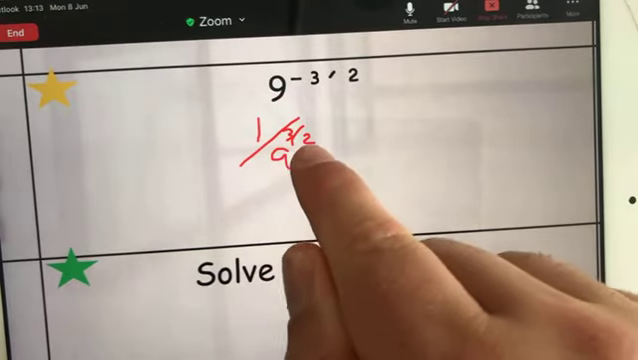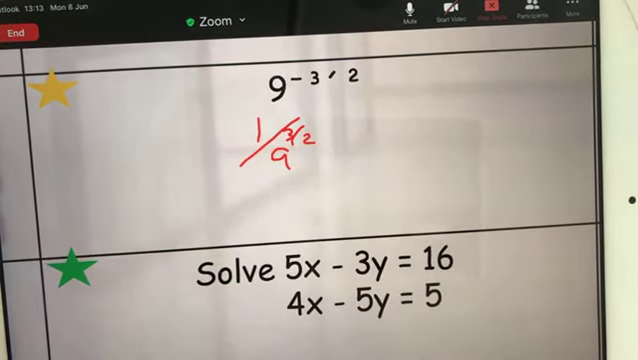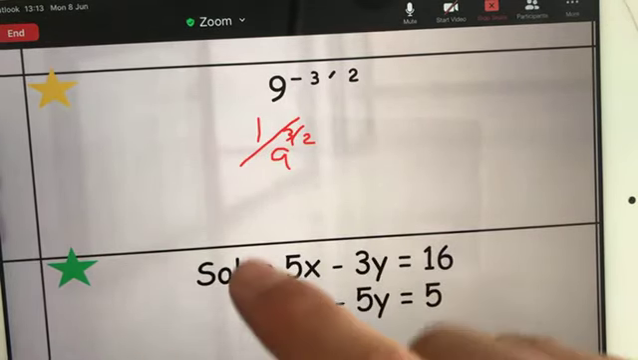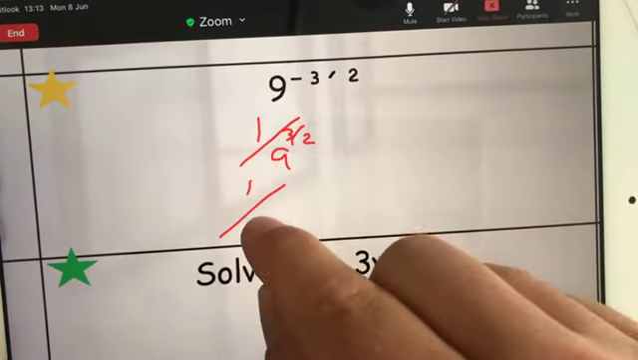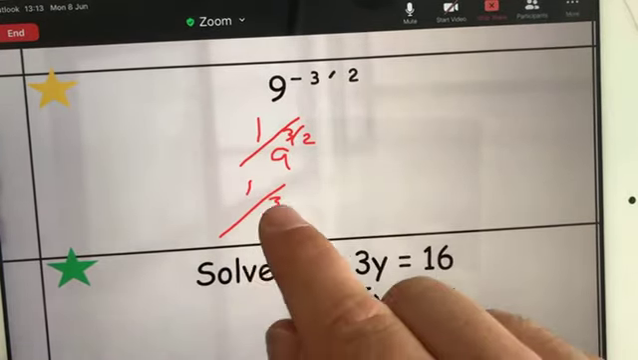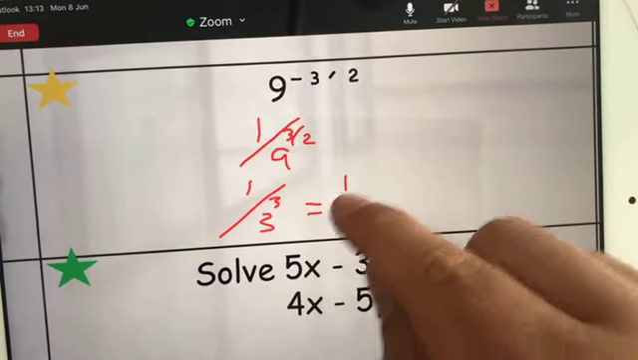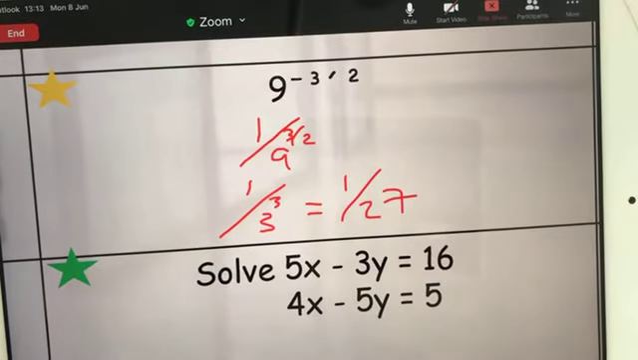Once you're there now, I'm going to do the bottom one. I'm going to do this divided by 2 next. Divided by 2, fractional indices, it means square root. So it's 1 over, square root of 9 is 3. So 1 over 3. The power of 3 is still there because I haven't used it yet. Anything to the power of 3 means times by itself 3 times. 3 times 3 times 3 is 27. So my final answer is 1 over 27.